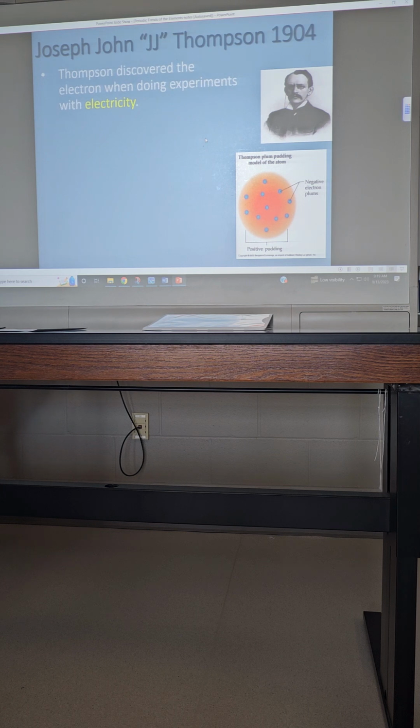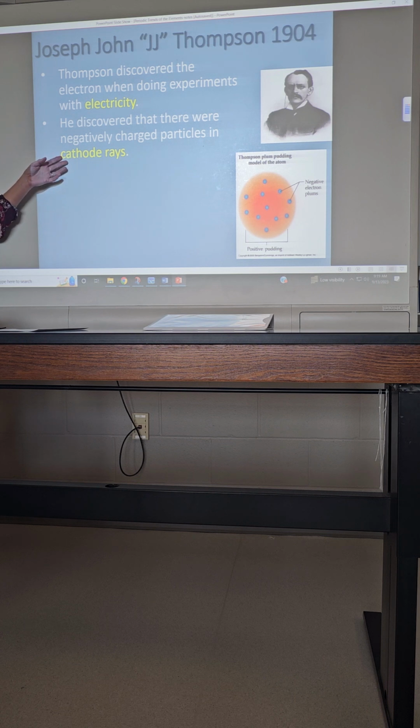So now we have J.J. Thomson in 1904, so close to 100 years later. He was doing some experiments with electricity, and he discovered that there are some negative parts of the atom. And so we'll look at cathode rays a little bit more, can't remember what day, here soon. But basically it's putting electric current and it can separate out the electrons in different gases. But he was able to realize that there's some negative components to these atoms.